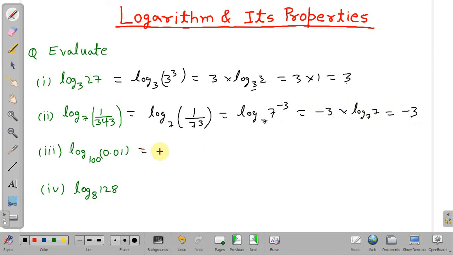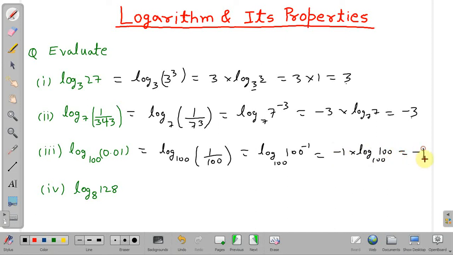Coming to the next one, log 0.01 with base 100. It can be written as log of 1 by 100, which is nothing but log 100 to the power minus 1 with base 100. Minus 1 will go in front, and log 100 with base 100 will be equal to 1, and into minus 1, so the answer will be minus 1.